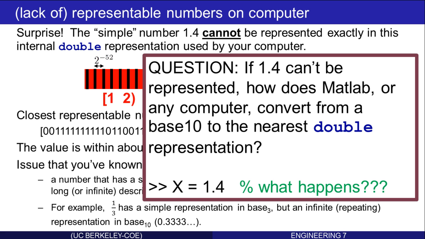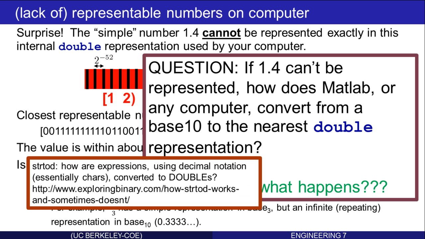This should raise a question though. If 1.4 can't be represented, how does MATLAB or any computer convert from a base 10 representation of a number to the nearest double representation? In other words, when we type x equals 1.4, what actually happens, and how does the computer find and assign to x the closest representable number? You can read about the command strtod. That's a low-level command that converts expressions using decimal notation, which really are effectively character arrays, into doubles. There's a nice article I found on the web describing it, and at the end of this module, you'll be in good shape to read that if you're interested.